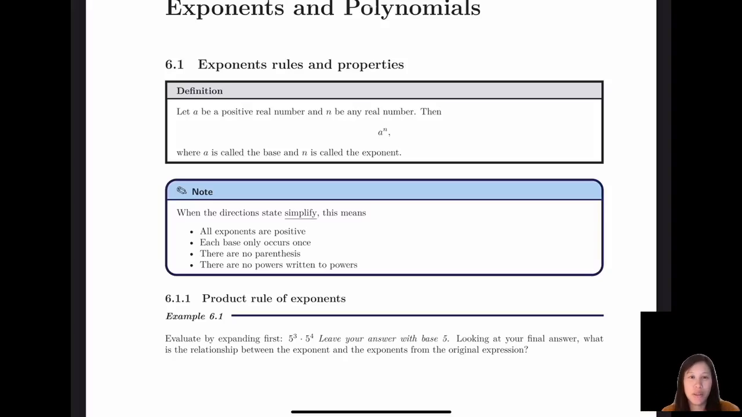Hello, today we're going to talk about exponents and their properties. 6.1. Let a be a positive real number and n be any real number. Then a to the n, where a is called the base and n is called the exponent.